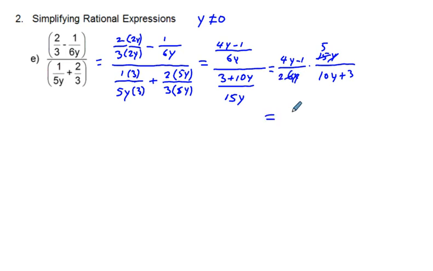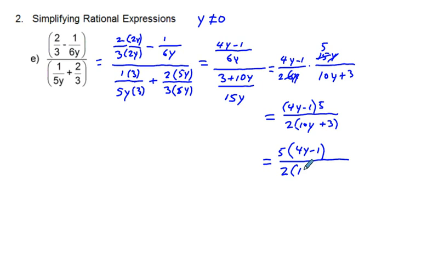So I'm going to rewrite this as 5 over 2. So just working below here, we're going to have 4y minus 1 times 5 over 2 times 10y plus 3. And then we could distribute if we want to. I'm just going to write this in a prettier fashion here by putting that 5 out front. So we got 5 times quantity 4y minus 1 over 2 times quantity 10y plus 3. And that's going to be our answer.